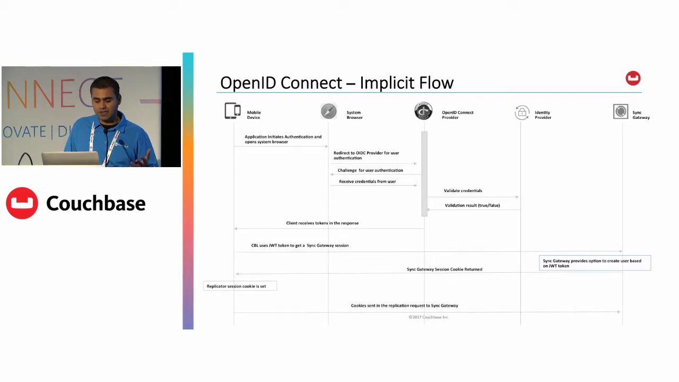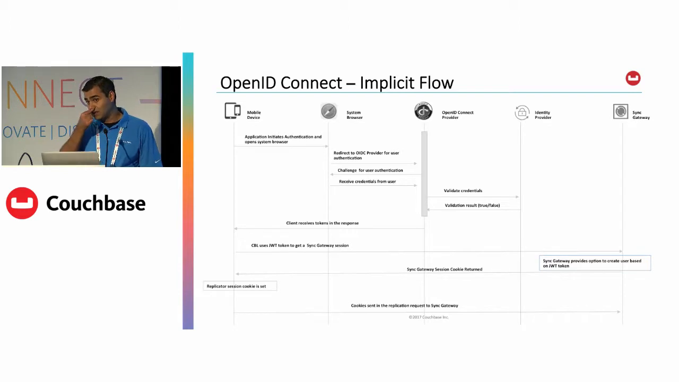There is a challenge for authentication. The user enters their credentials. The credentials are validated at the backend in the identity provider, and then the client receives a token in the response. Couchbase Lite uses that JWT token. JWT is the JSON Web Token that is the ID token in OpenID Connect, and gets a sync gateway session from there.